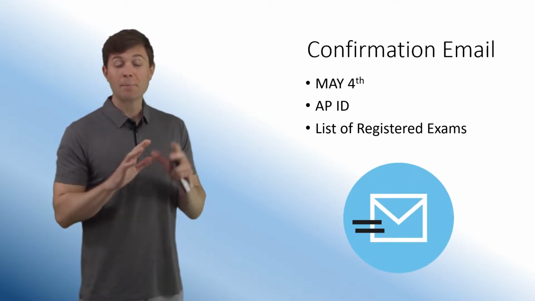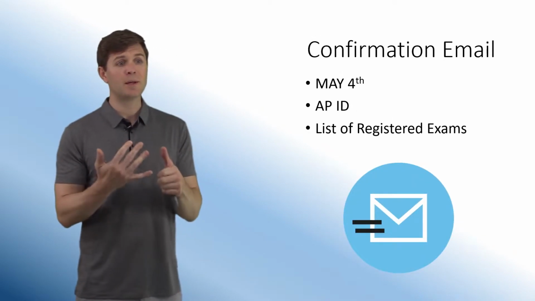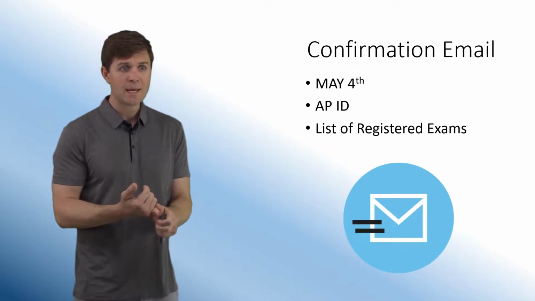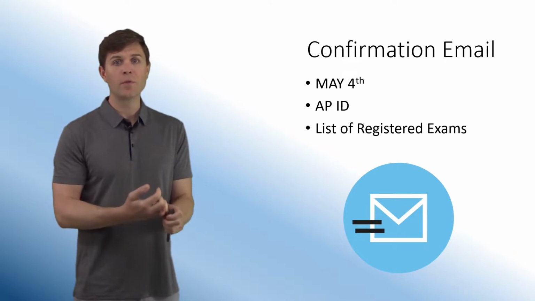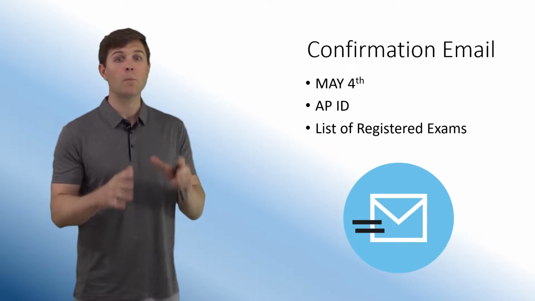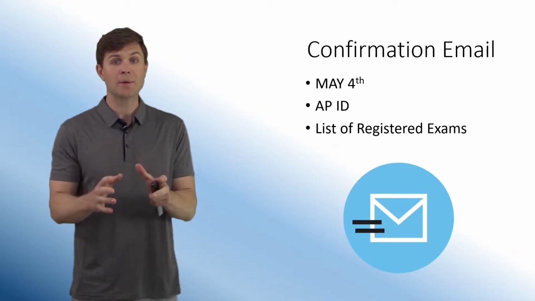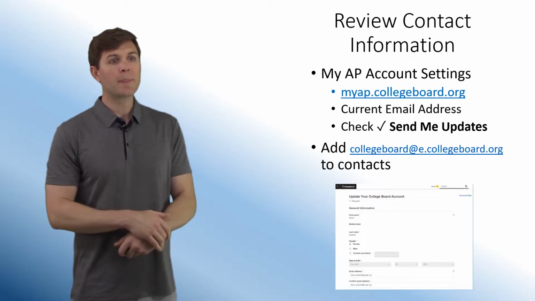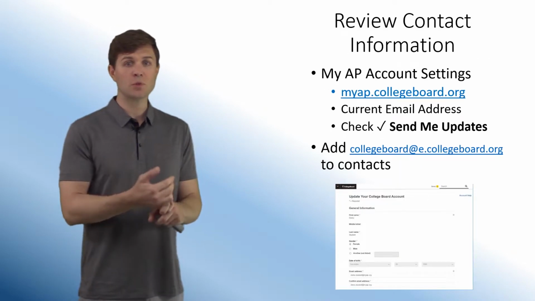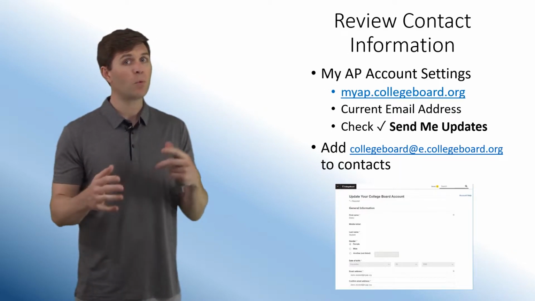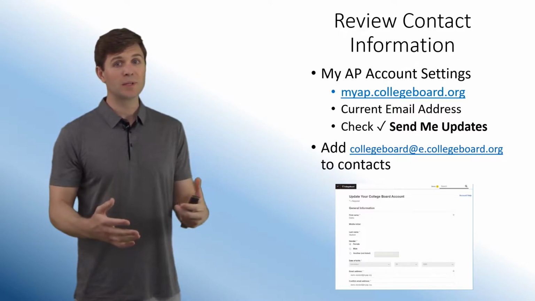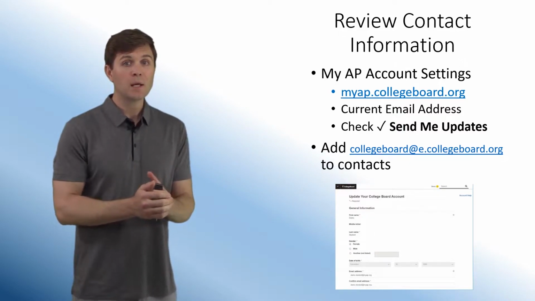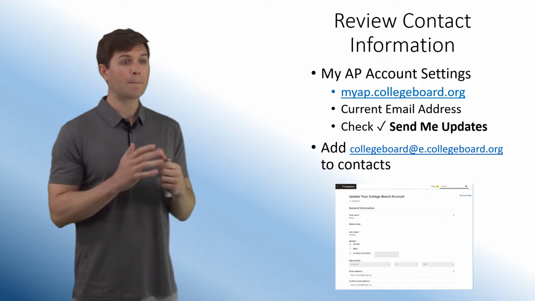So like I said, May 4th, you get that confirmation email. It's supposed to give you the AP ID, and it's supposed to include a list of all the exams that you are registered for. So make sure you check that. If you do not get an email on May 4th, something's wrong. You need to take care of that. What you would need to do is log into your AP account. At some point you've done that. If you've registered for the exam, you had to have done that already. So that information exists somewhere.